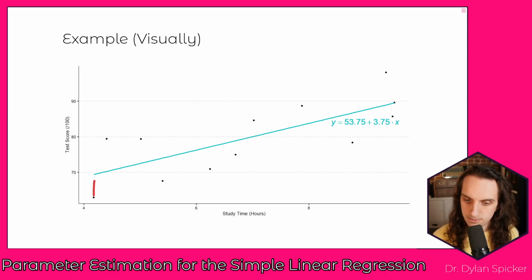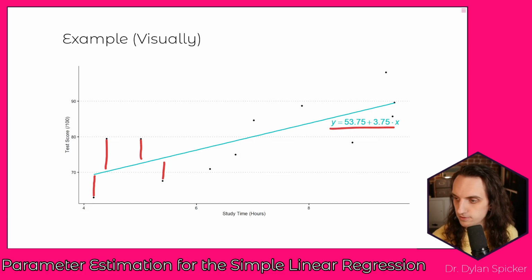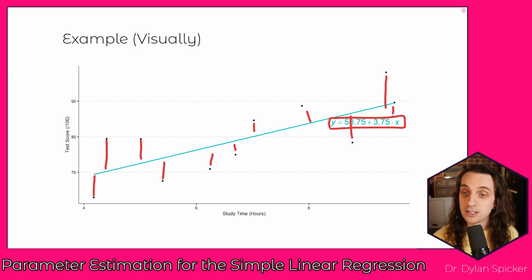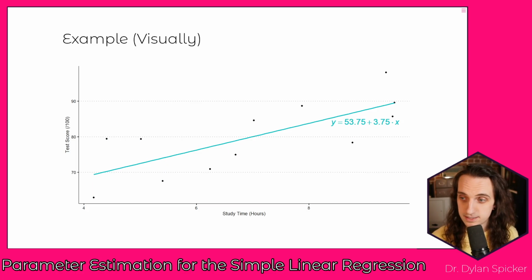Each of these points, we can think about how far they are away from this line. And what we're saying with the line that we've calculated, y equals 53.75 plus 3.75 times x, is that if you were to take all of these distances and square them, this is the smallest possible set of squared distances that we could have for any of the lines that try to fit these data.